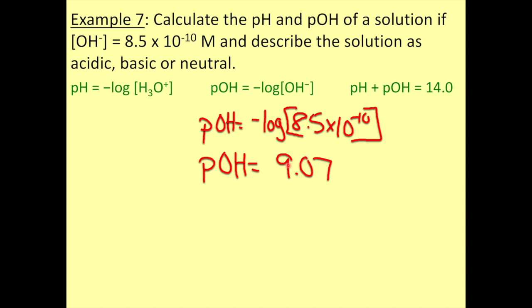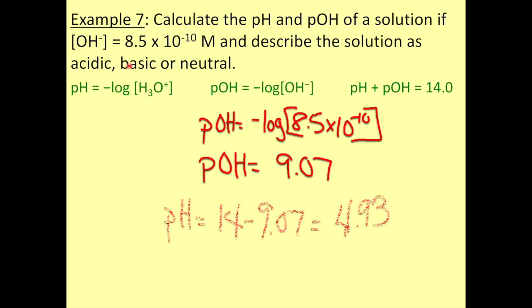It tells me it's 9.07. Now be careful. A lot of students will see this and then they'll ask themselves if it's greater or less than 7 and then stick with one of those things. But you are in pOH world right now. So pOH world is backwards from pH world, okay? So you may want to wait until you get to the pH before you make this adjustment, okay?